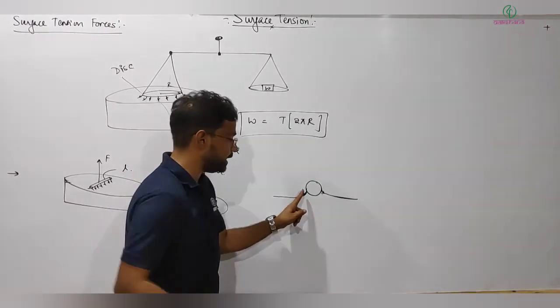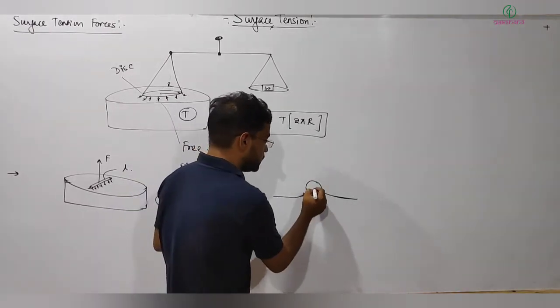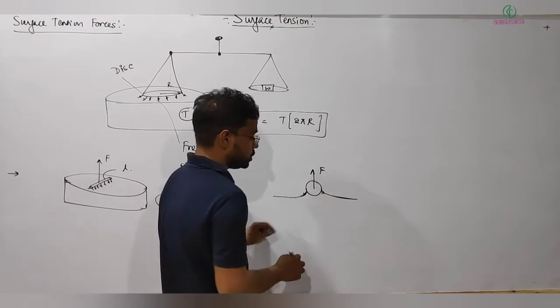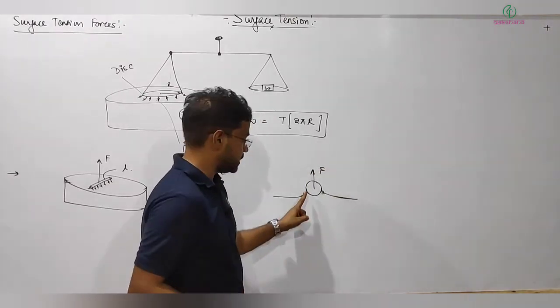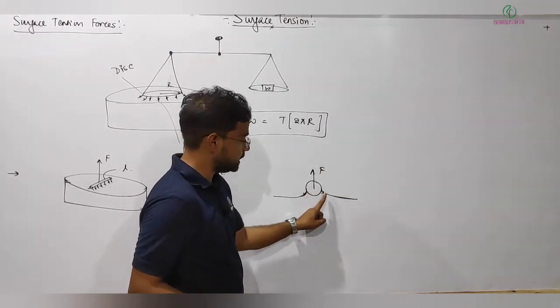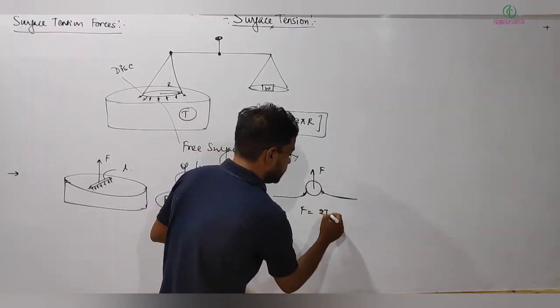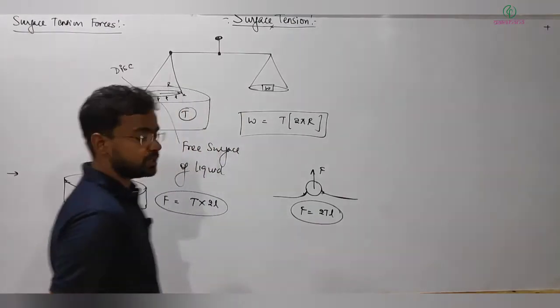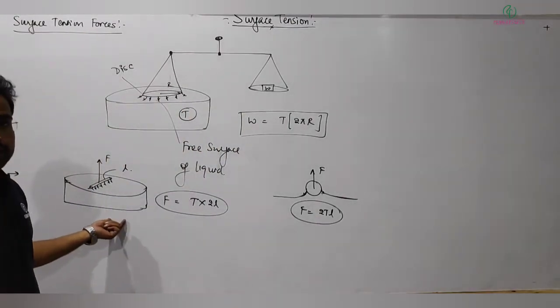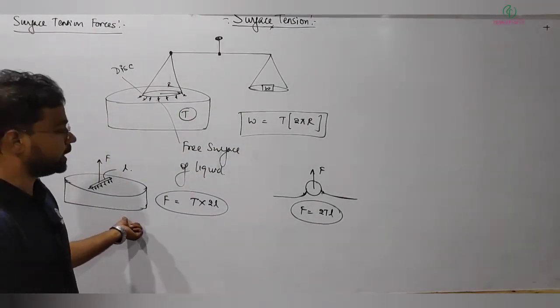So on both sides they will pull, on this side and on this side, and this will be the force. So if its total length is L, then T into L will be on this side, and T into L will be on this side. So net force F will be equal to 2T into L. That will be the net force in this situation. I hope you are understanding.